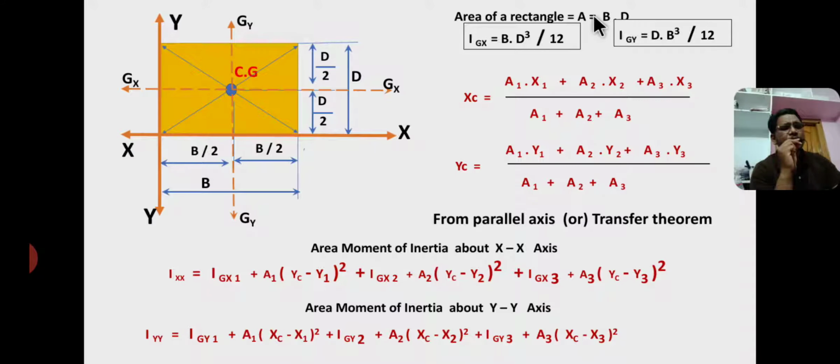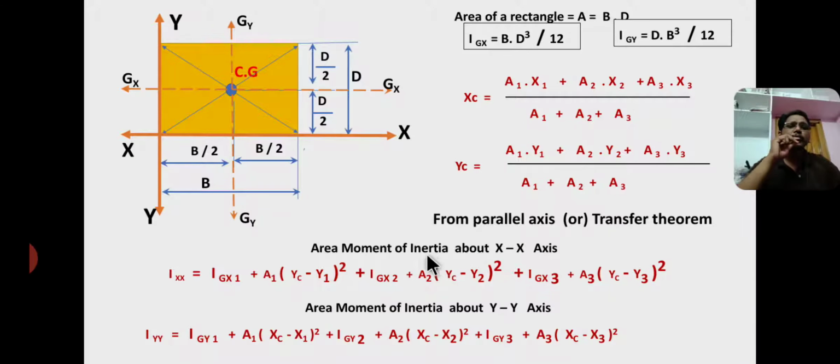Capital A equals B into D is the area of a rectangle, where XC, YC are the coordinates of the centroid. XC is the distance of the centroid from the y-axis, and YC is the distance of the centroid from the x-axis. These are the general formulas for composite sections.